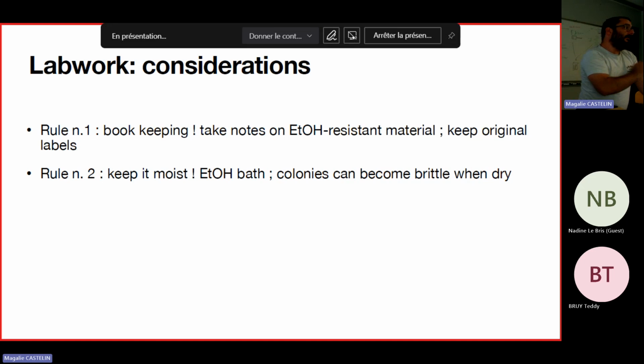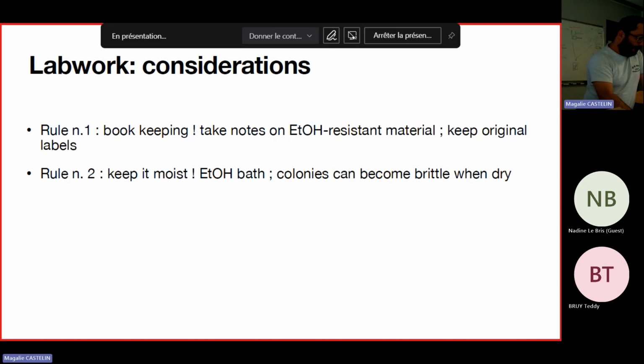And I've put keep it moist because when you're in the field, you keep it cold. When you're back in the lab, you keep it wet. Because when colonies dry out, the octocoral polyps get very brittle and they tend to fall if you hurt them. For example, taking them in and out of a bag, polyps can fall out. So try to keep it moist. Usually we take these trays and we put a little bit of ethanol in it so that the sea fan, for example, sits in a bath of ethanol.